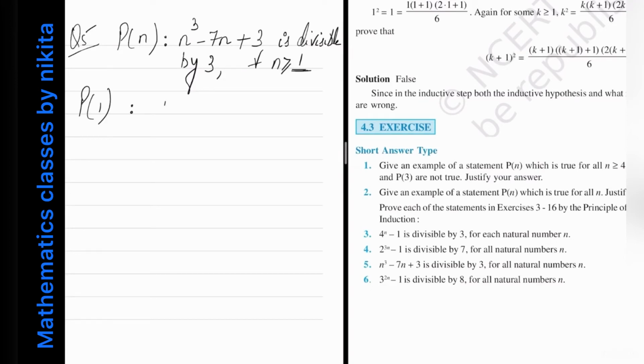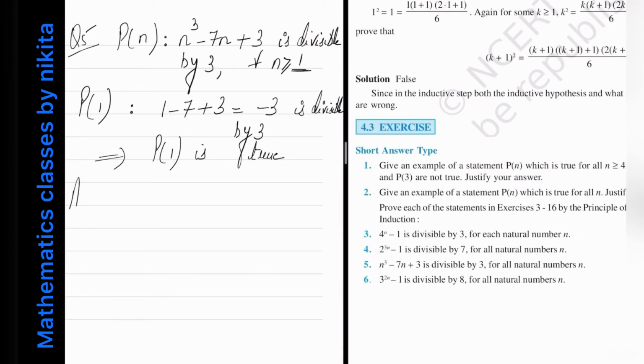So therefore first we consider p of 1. So p of 1 becomes 1 minus 7 plus 3, which is equal to minus 6 plus 3, minus 3. So minus 3 is always divisible by 3. So this is divisible by 3. ठीक है? So this implies that p of 1 is true. Now assume that p of k is true for some k belonging to n.